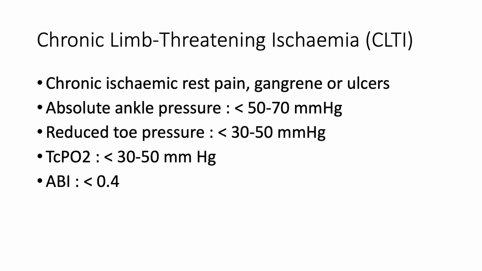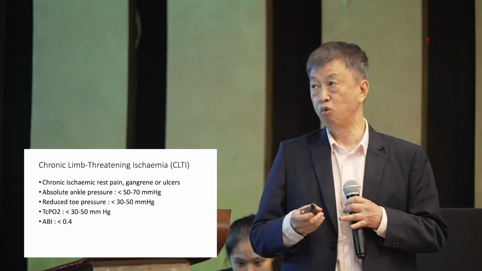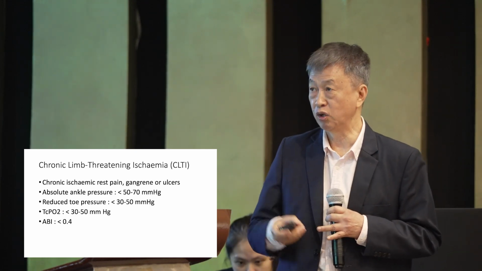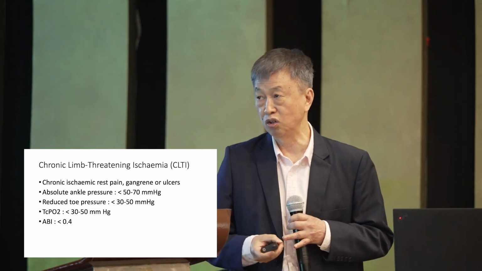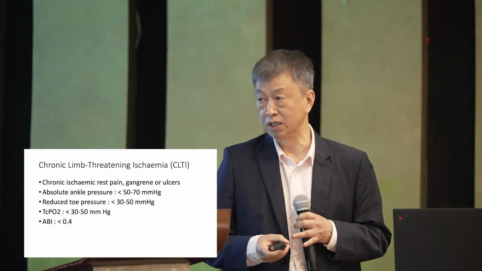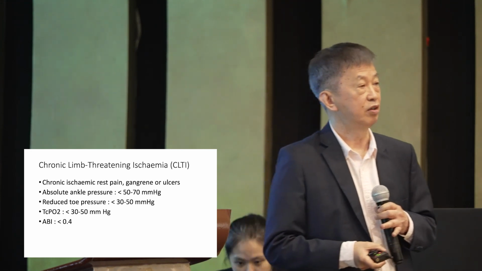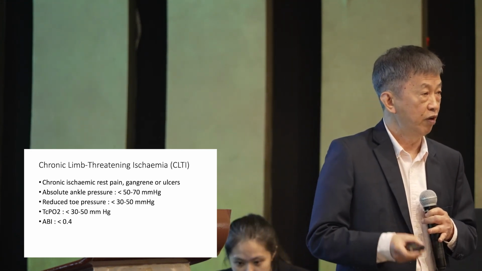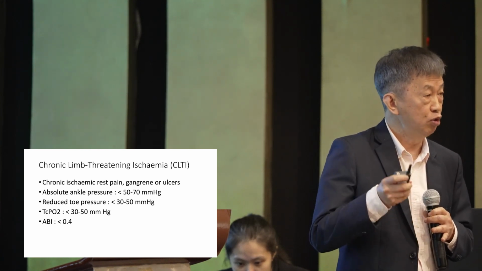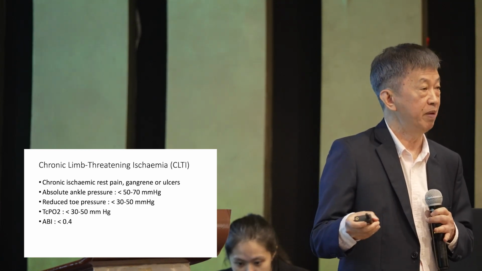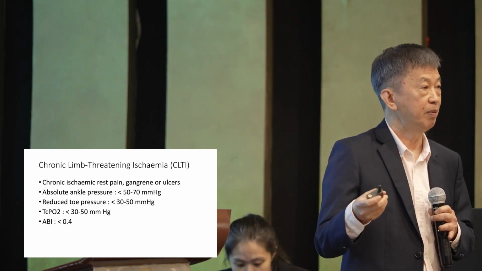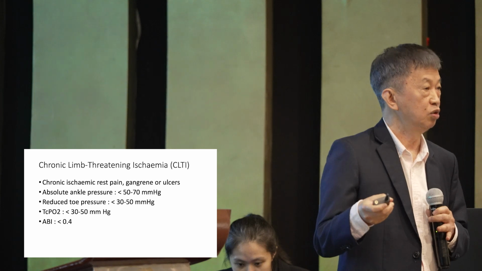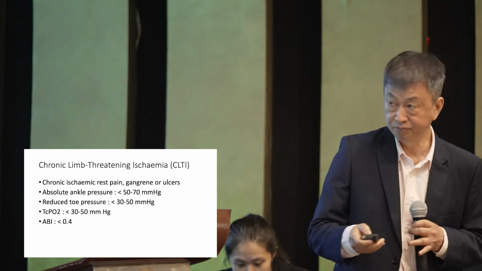Well, when you reach a stage of chronic limb-threatening ischemia, the patient has now rest pain, gangrene, ulcer. You can measure ankle pressure, you can measure toe pressure, you can do a transcutaneous oxygen tension measurement, or you can do simple ABI or ABSI, with ratios less than 0.4. Now, when a patient reaches this stage, if you do not treat the patient, or just manage the patient medically, in about 5 years' time, half the patients will lose their leg or lose their life. So you really have to intervene at this stage.